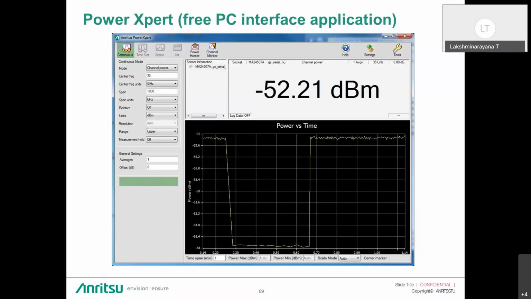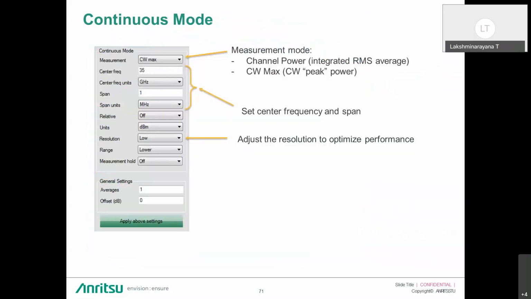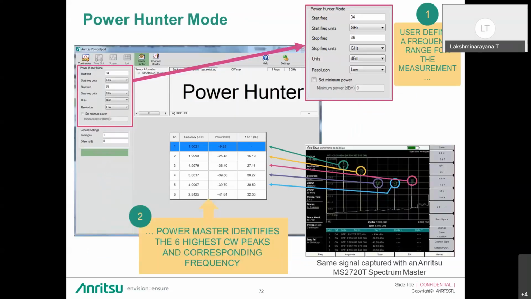So this is the software, where there is a CW mode where you can set the CW frequency and measure the power of that particular frequency. And there is a measurement mode where you can set a channel power, and there is a power hunter mode where a user can define a frequency range for the measurement with a span. It identifies up to 6 highest CW peaks corresponding to frequency, which you can see in the table once he sets a start and stop frequency.